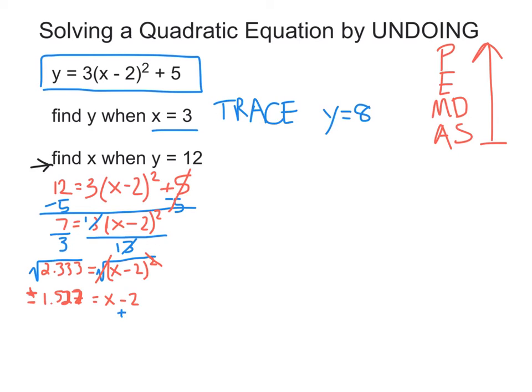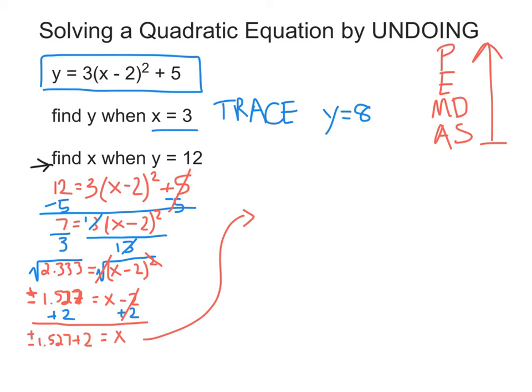All right. For the final step, we need to get x alone still. We need to add 2 to both sides of the equation. When we do that, the 2 and the negative 2 cancel. We're left with x equals positive or negative 1.527 plus 2. Now we're not quite done here. We do want to simplify this a little further. So I'm going to bring that over here.